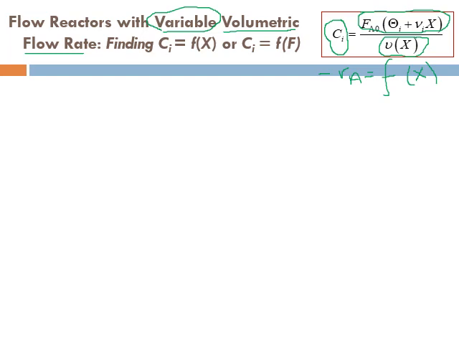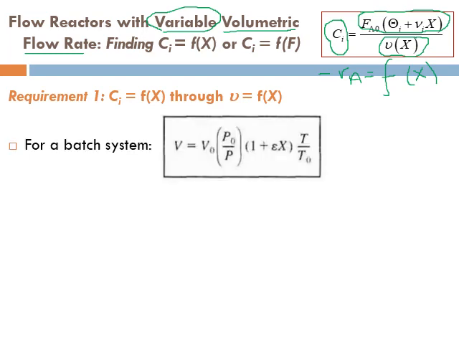Okay, so here we divide our task into two parts. First, finding concentration as a function of X, and then the other part, where we try to find concentration as a function of molar flow rate rather than a function of X. So requirement number one: finding C_i as a function of X through using epsilon as a function of X.